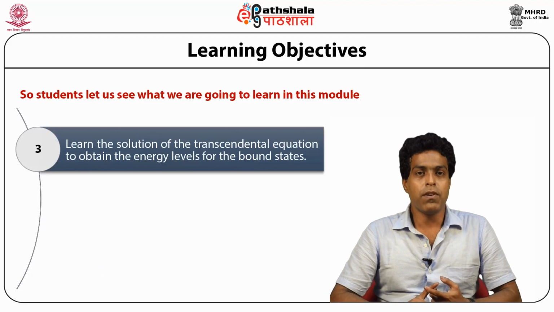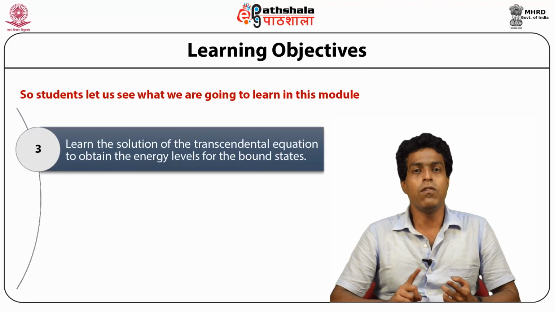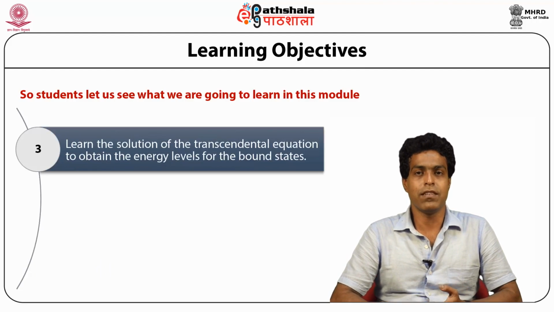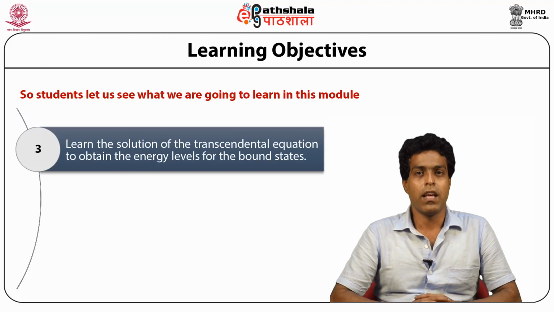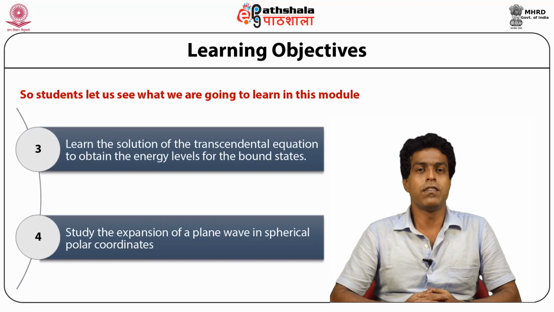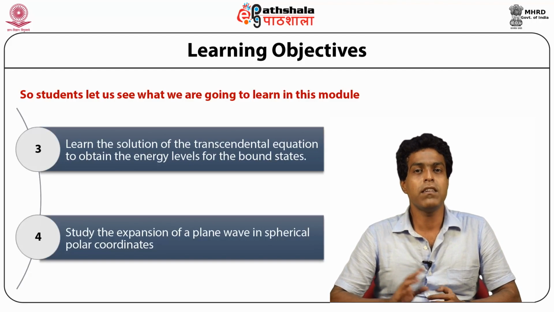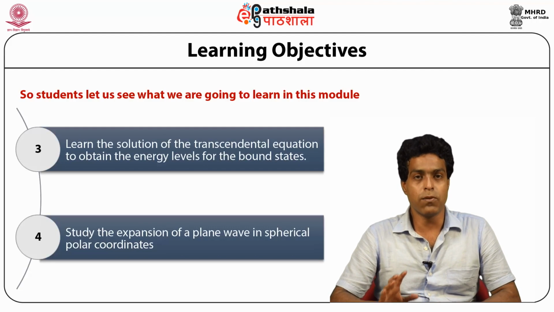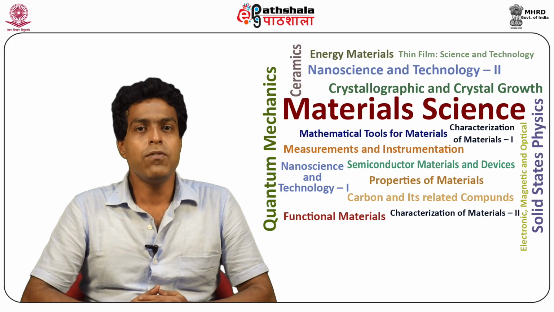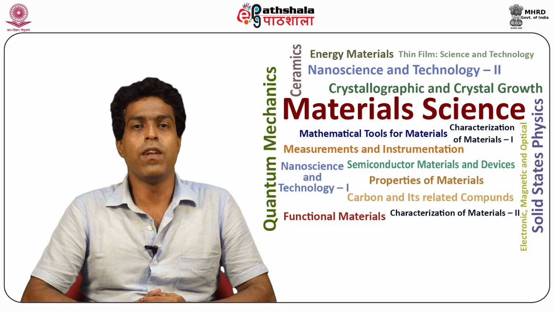The number 3 point is that he or she will learn the solution of the transcendental equation to obtain the energy levels for the bound states. The student will be able to study the expansion of a plane wave in spherical polar coordinates. Schrodinger equation for square well potential.